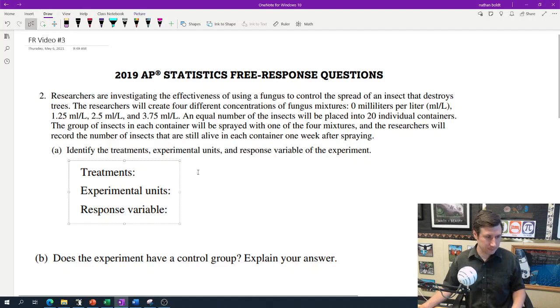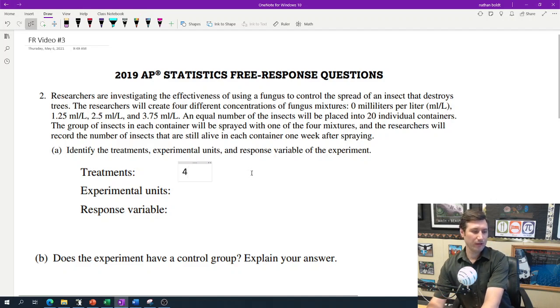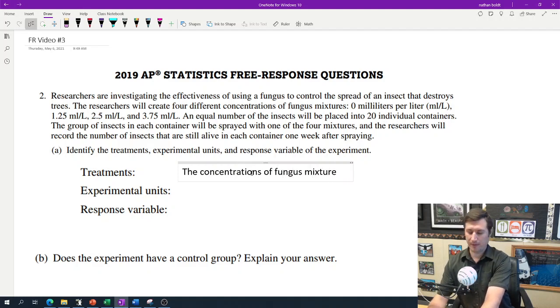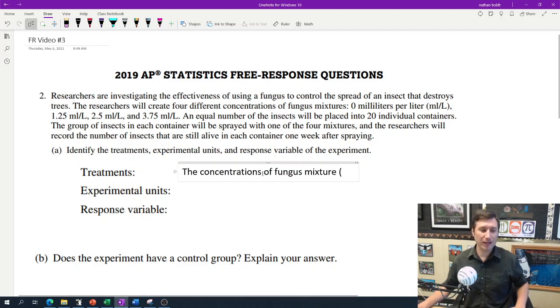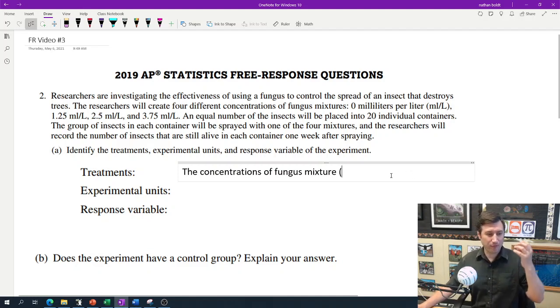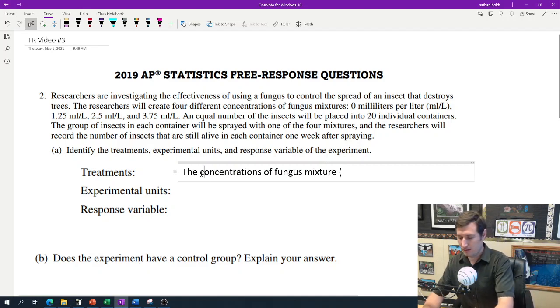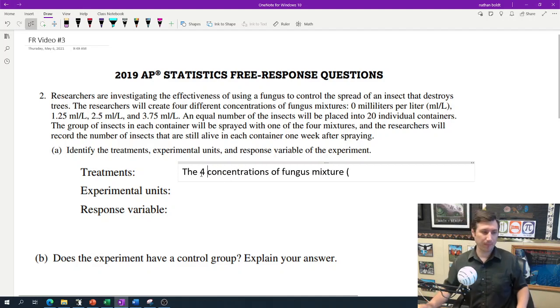So, the treatments, I think, is the easy one. It is the 4 concentrations of fungus mixture. All right, I read the rubric here. You did have to somehow use a plural form of this. There's more than one, you couldn't just say fungus mixture. It had to be plural. You had to show that there were 4 different levels of this treatment. There are 4 concentrations of fungus mixture.